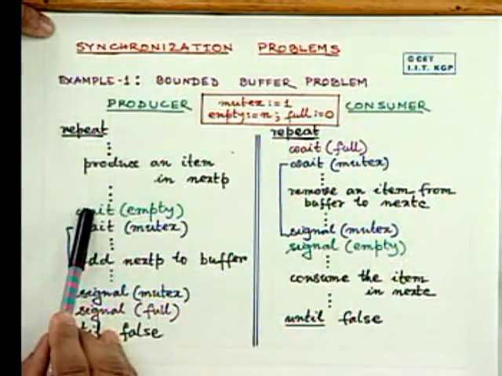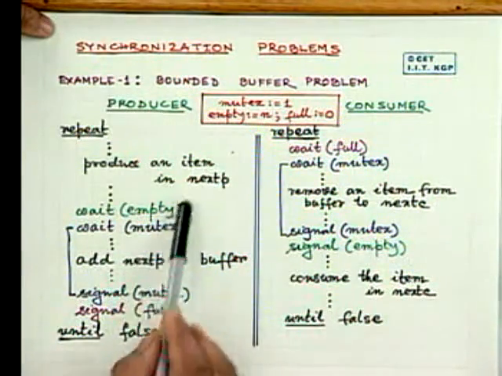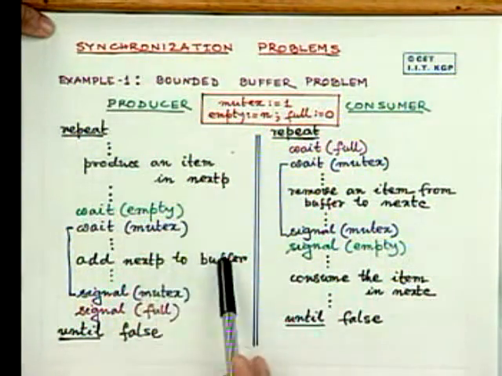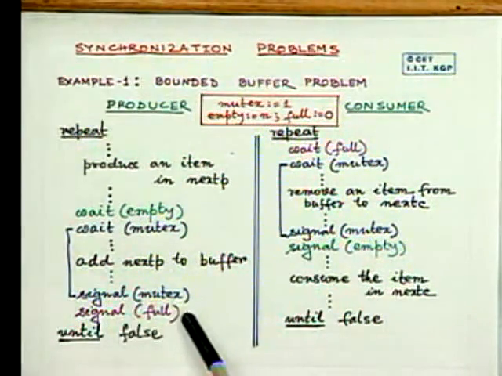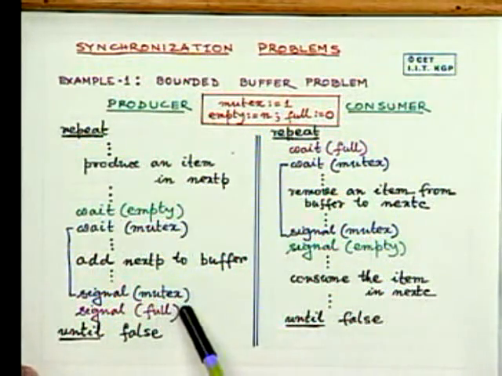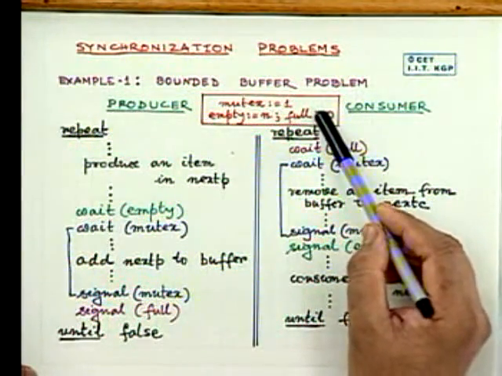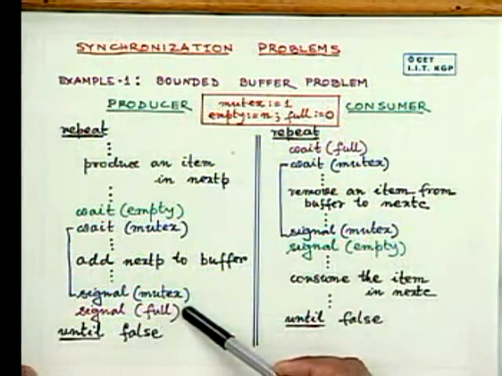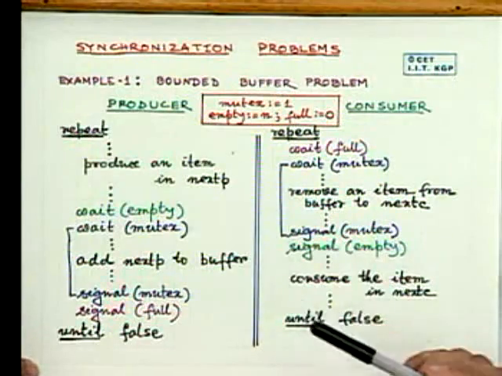Now here, after wait empty, comes the critical section, where the next P that has been generated is put into the buffer. Then signal mutex, and then signal full. Signal full is for this: if a consumer process is waiting because there is no item in the buffer, then the consumer process should be woken up, and it can start, right?